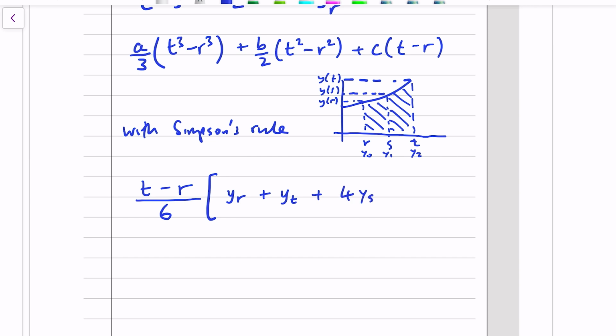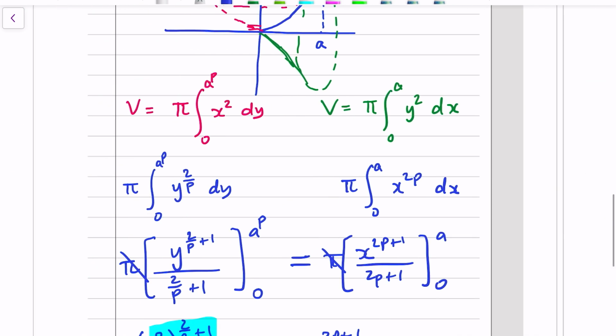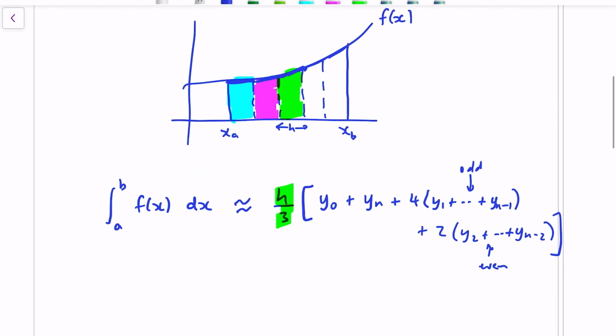Just to check I've had that formula correct. Yeah, here we've got the end points, y0 and yn, plus 4 lots of the odd, 2 lots of the even. We're only breaking it into 2 intervals though, so we don't get any even ones.